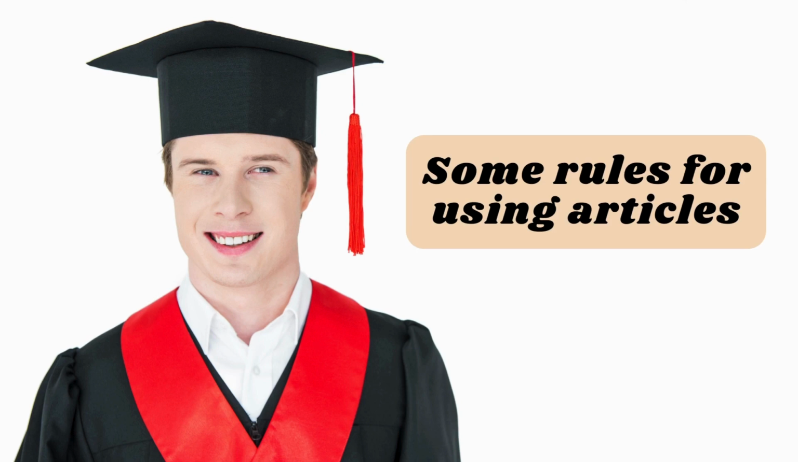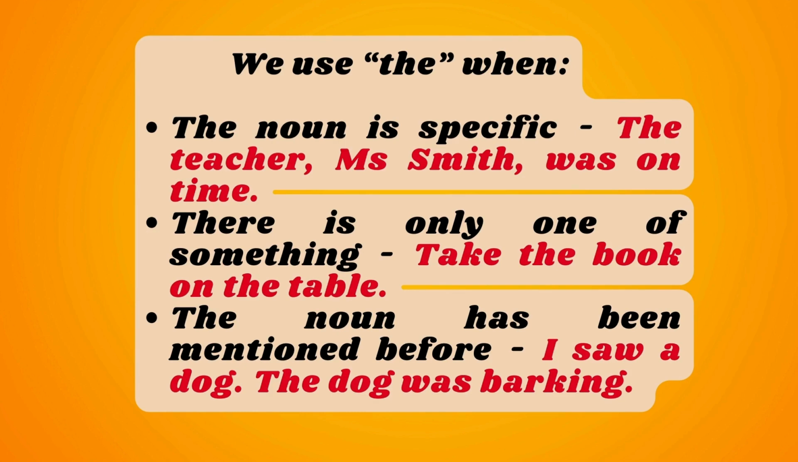Now, some rules for using articles exist. Of course, we have to have our grammar moment. We use the when the noun is specific. The teacher, Ms. Smith, was on time. There is only one of something is another rule when we use the. Take the book. In other words, there is only one book on the table, and there is only one table. Or the noun has been mentioned before, as in this example, I saw a dog. The dog that I saw was barking.